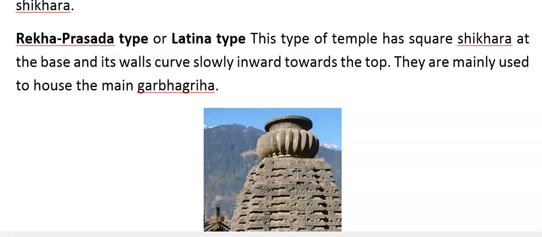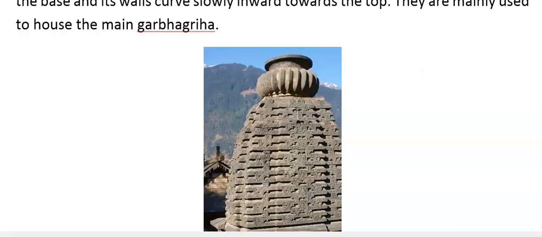So first is Rekha Prasad type or Latina type. This is a simple Shikhara where we find that there is a square at the base and the walls curve inward to a point on the top. Then the Latina types are mainly used for housing the Garbhagriha, and the top is called Latina or the Rekha Prasad type of Shikhara.